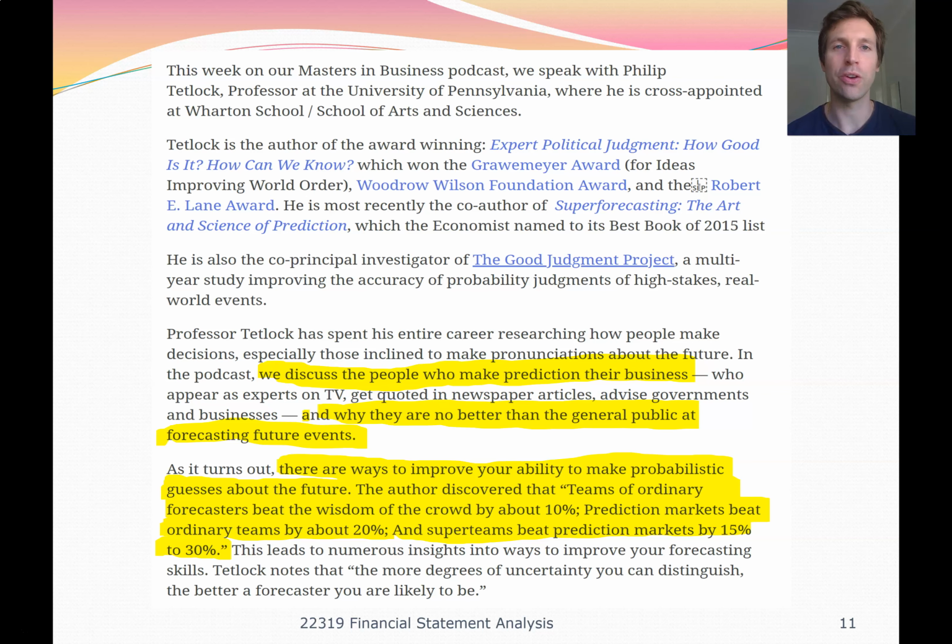You don't need to do that for your assignment in FSA, but if you are planning on going into a career where forecasting is important, economics, finance, accounting, marketing, they all require good forecasting skills. This would be an excellent book to read and think about some of the tips, or just listen to the podcast and hear some of the things he has to say.